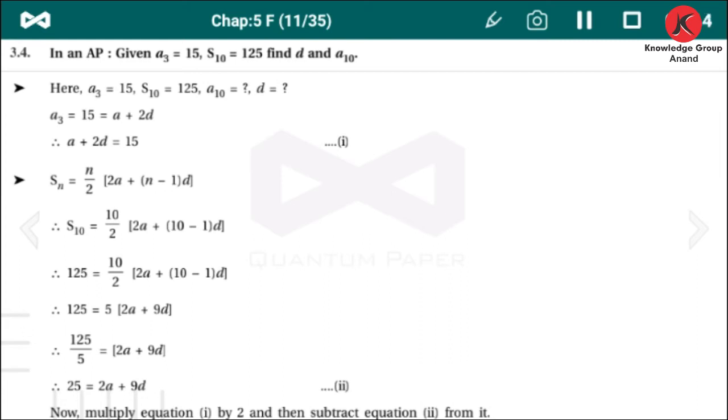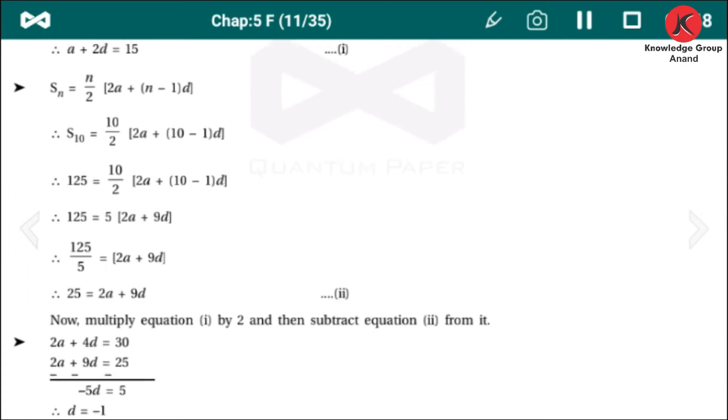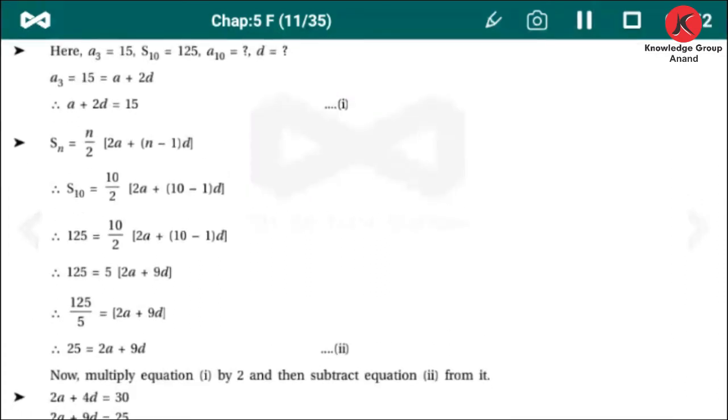Equation number 1. Now using the Sn formula, n by 2 into 2A plus n minus 1 into D. Here put the value: S10 is equal to 10 by 2 into 2A plus 9D, which is equal to 125. Dividing by 5, 25 is equal to 2A plus 9D. This is equation number 2.